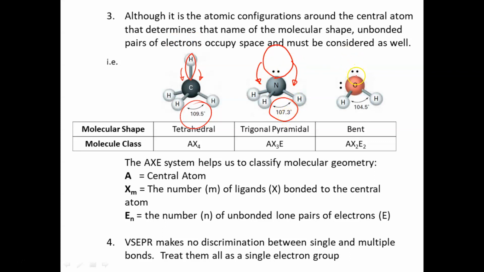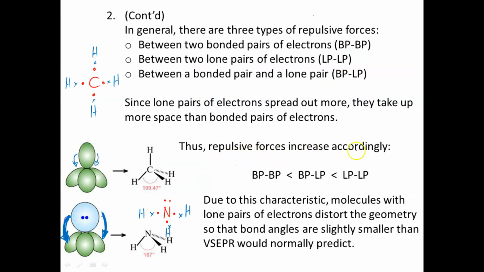And then of course this third example, when you have two lone pair electrons each taking a lot more space, then of course the repulsive forces are even larger, and that squeezes it even further to 104.5 degrees. As such, repulsive forces increase from bonding pair repulsion to bonding pair lone pair repulsion, and then the most amount of repulsion occurs between lone pair and lone pair. And so the repulsive forces of lone pair electrons will distort the electron geometry, so the bond angles will be slightly smaller than what VSEPR would normally predict.